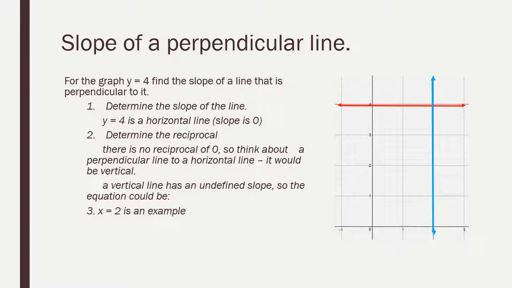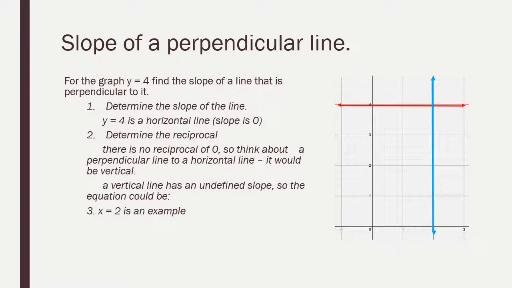Now we know from a previous slide that the slope of that line is 0. You can't take the negative reciprocal of 0, it would just be 0 again. So in this case, you have to realize that the perpendicular line to a horizontal line is a vertical line, and the slope of a vertical line is undefined. So if you find a slope of a line is 0, the slope of a line that's perpendicular to it will be undefined, and vice versa.